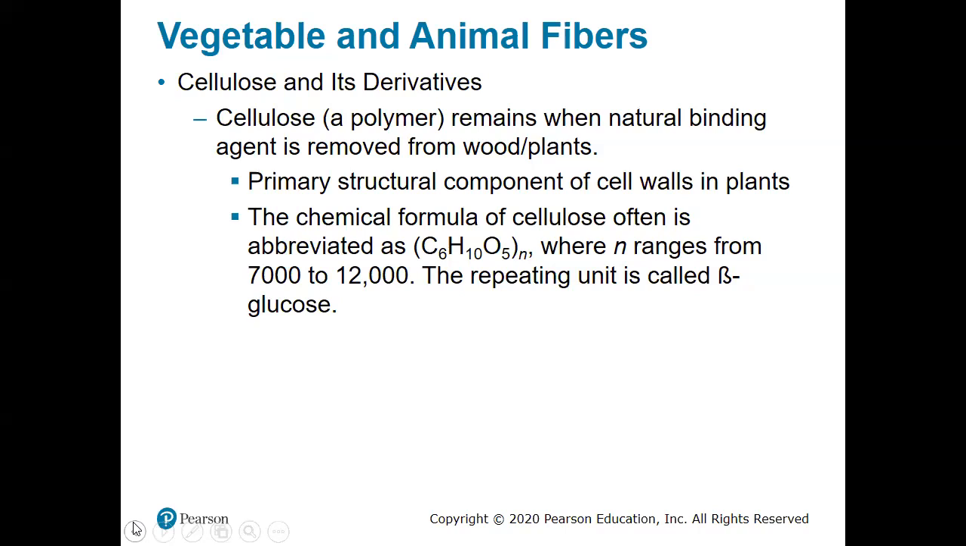Now, we don't need to get into the details here, which is kind of a fun fact, but cellulose is basically derived from a sugar called glucose. Glucose is something that we are familiar with. It is the simplest of sugars, or at least a simple sugar to us. However, cellulose is in the range of 7,000 to 12,000 repeating glucose units. So the structure of cellulose itself is very large. It's a very heavy macromolecule by comparison.